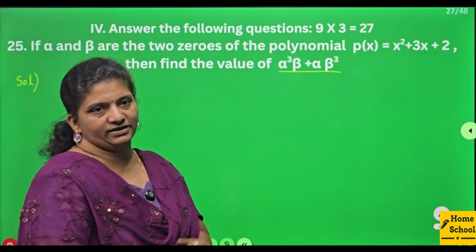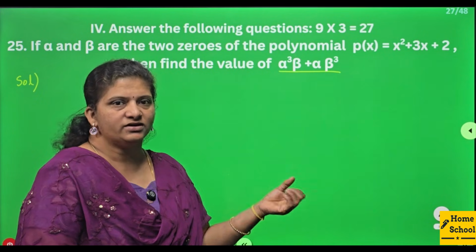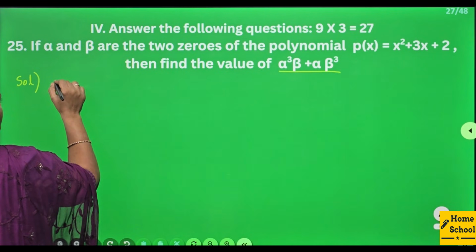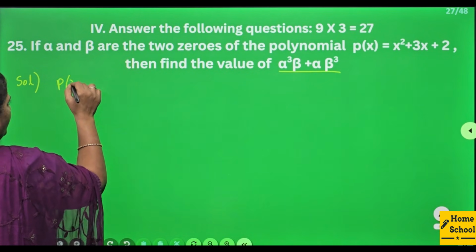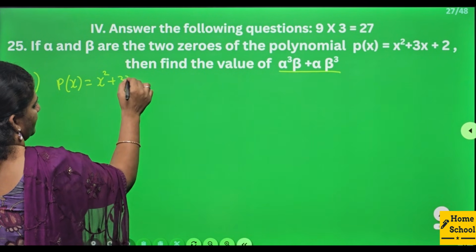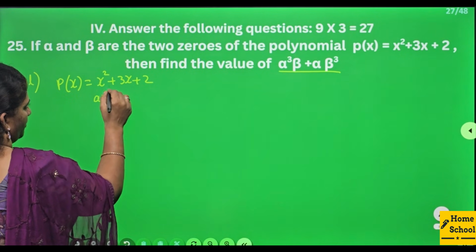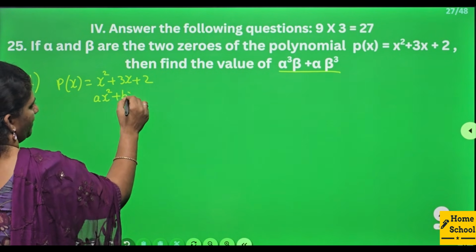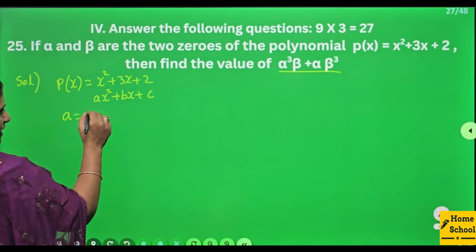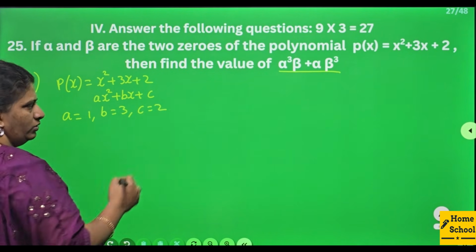Suppose you have a problem like this, there is no need of finding the factorization and getting the zeros. Just go with the sum of zeros and product of zeros. Let us start the solution by taking the given polynomial, p of x is equal to x square plus 3x plus 2. Comparing with the standard form ax square plus bx plus c, a is equal to 1, b is equal to 3, c is equal to 2.